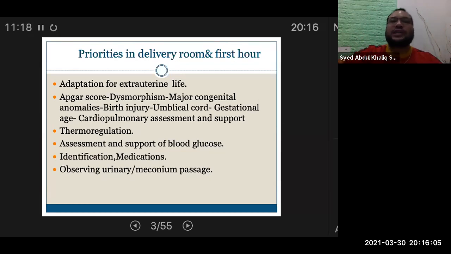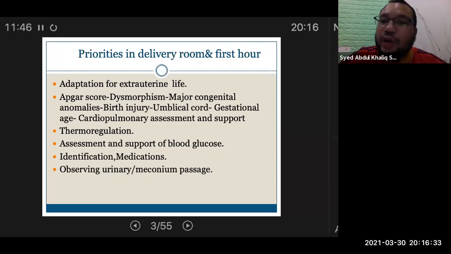Okay, so what do you assess? You assess whether the baby is able to adapt into extrauterine life. You assess the Apgar score. We'll go through what the Apgar is after this. You assess whether there are any obvious dysmorphic features, any major congenital anomalies, any sacral dysgenesis and so on and so forth. You do a cardiopulmonary assessment, whether the heart rate is okay, and whether we need any support.